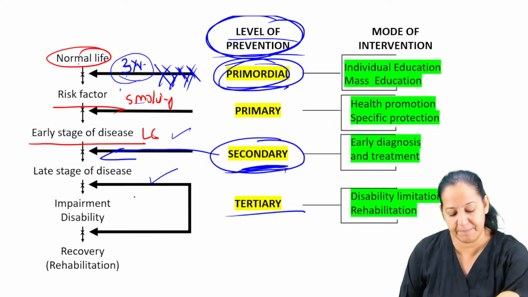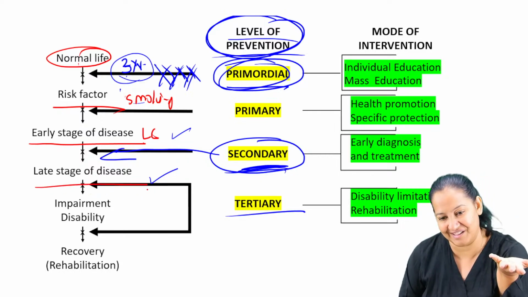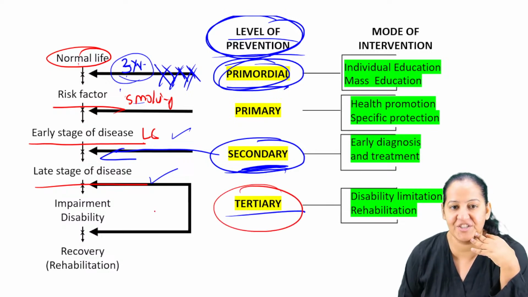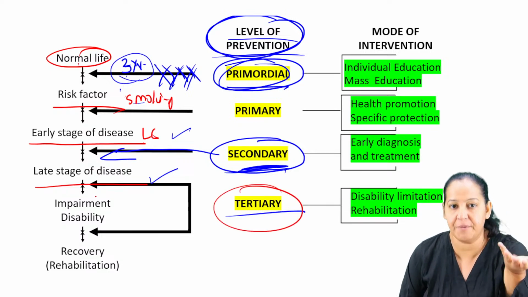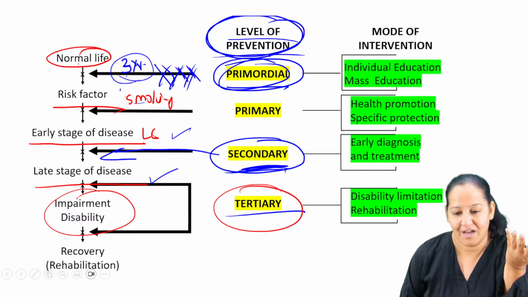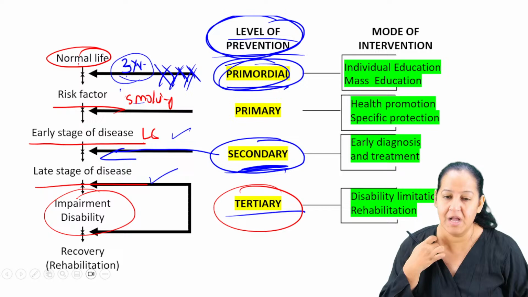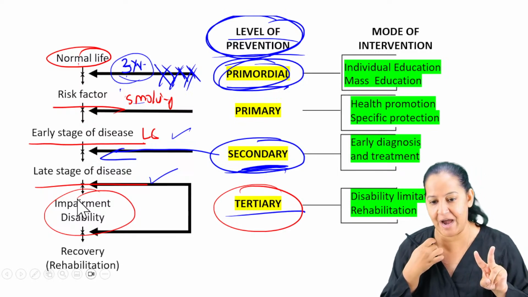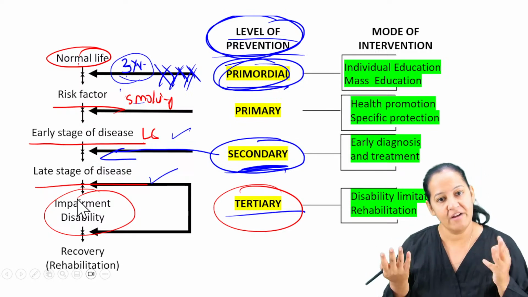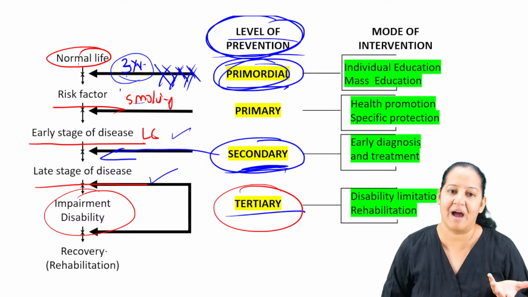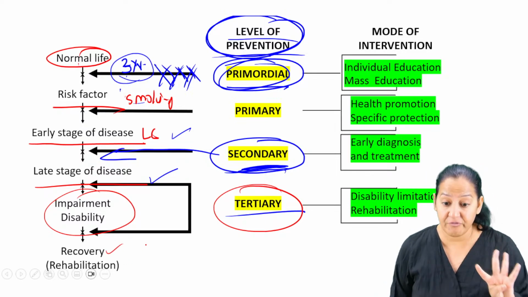And finally, if the person already has the metastasis, we can do nothing. We can only do the tertiary, that is rehabilitation. Tertiary prevention is simply rehabilitation. If the person already has the disease, and that too in an advanced stage, we can just do rehabilitation, the social rehabilitation, the vocational rehabilitation, the physical rehabilitation, various types of rehabilitation till the person either recovers or dies. That's it. So there are 4 levels of prevention.